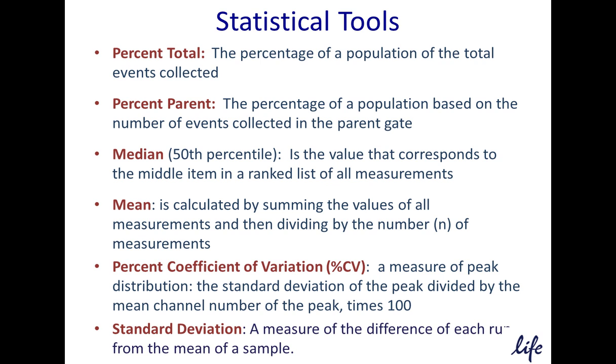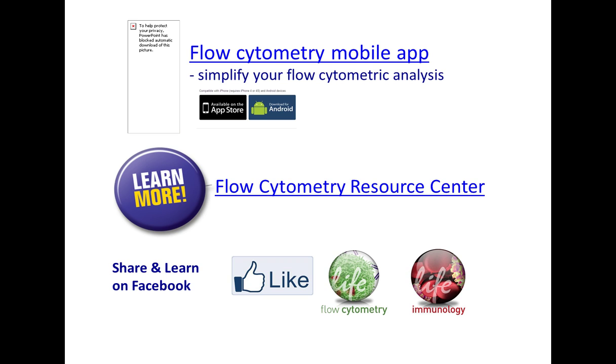Percent coefficient of variation is percent CV. This is a measure of the peak distribution. It often gives you a measure of precision. And standard deviation is a measure of the difference of each run from the mean of the sample. There are a number of other different statistics that can also be used.